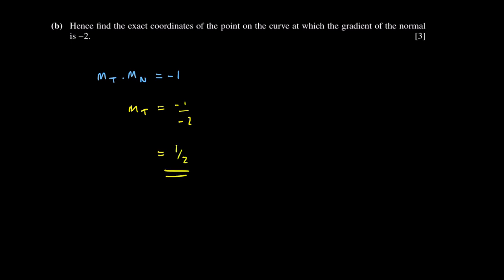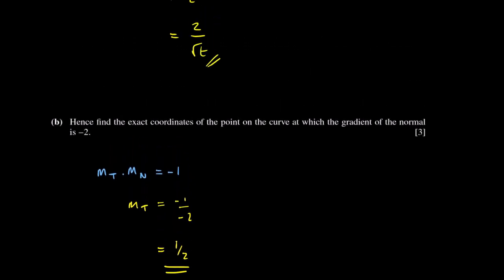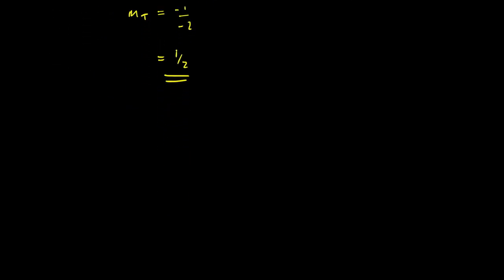The second thing we need to know is that the dy dx tells us the gradient of the tangent. So this thing is our value of dy dx at a certain point of x, which we're trying to find. So what we're going to do now is we're going to set that a half equal to this thing here, 2 upon the square root of t. So a half is equal to 2 upon the square root of t. So if we cross multiply, we're going to get root t is equal to 4, which means that t is going to be equal to 16.